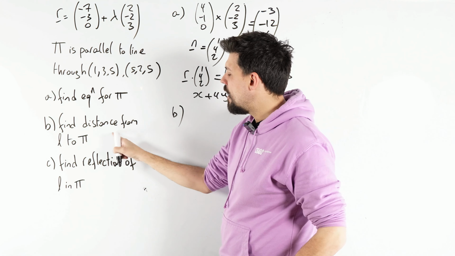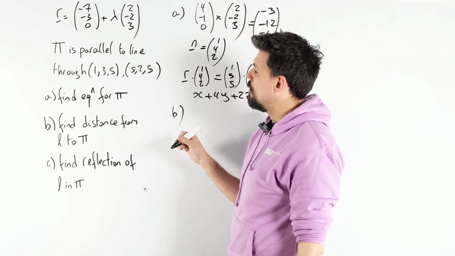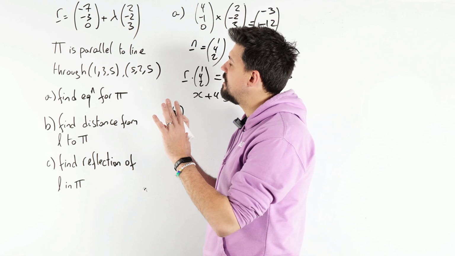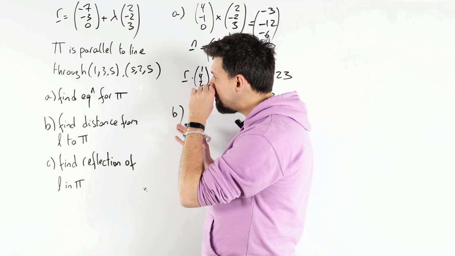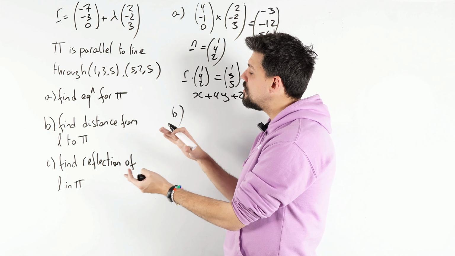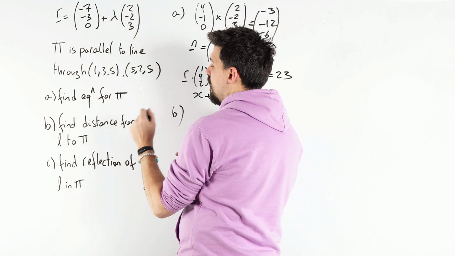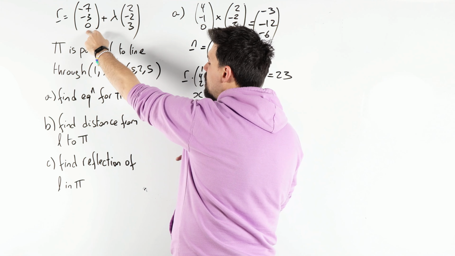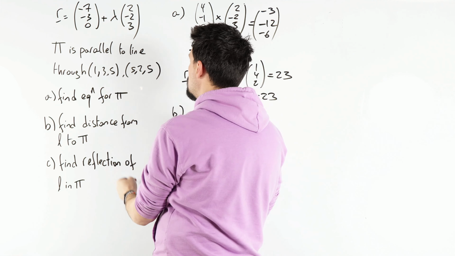Right, find the distance from the line to the plane. I'm going to actually be a little bit lazy today and use these results that I have. To do that, well, because the line is parallel to the plane, I just need the distance from any point on this line to this plane. So we've got a point on the line, so let's just find the distance from a point to the plane.